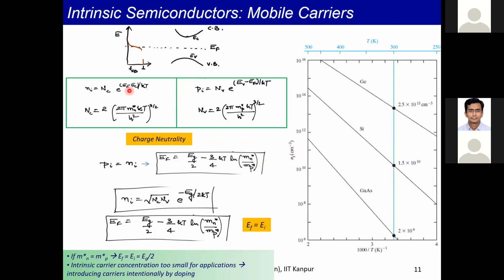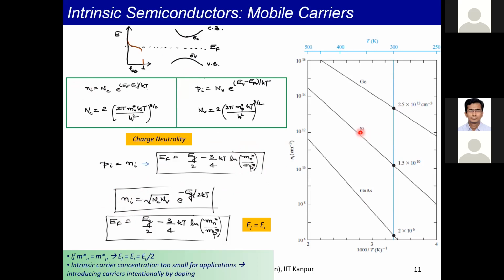Once you know this, you can put this back in any of these expressions and find out the number of carriers. And this is the expression one gets. Essentially, larger is the band gap, smaller is the intrinsic carrier concentration. So let's put these numbers.